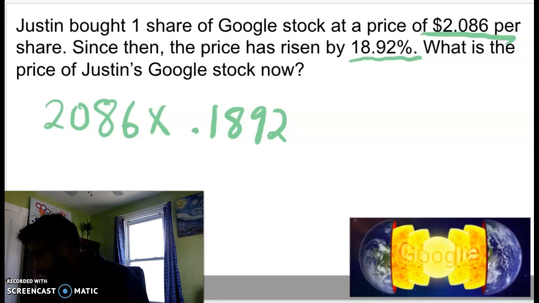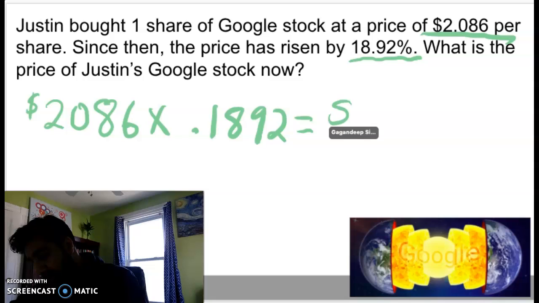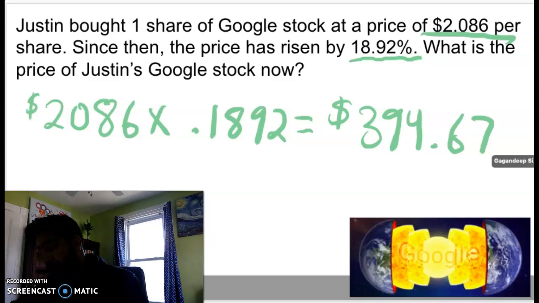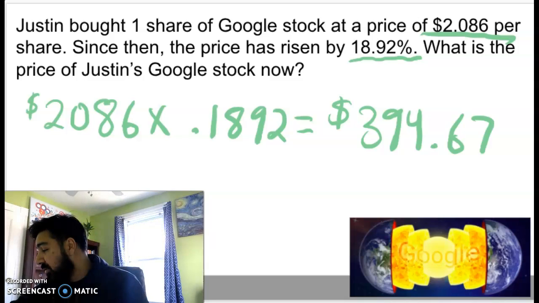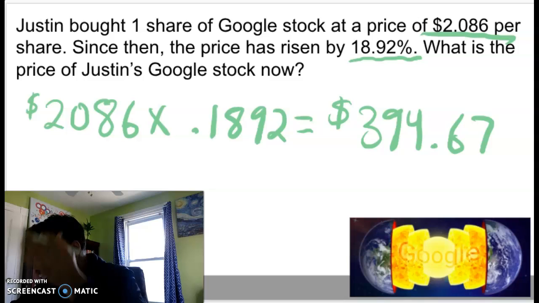2086. Remember, this is the amount of money. Just throw that in there, and I get $394.67, right? It actually comes up to 394.6712, or 712 ten-thousandths. But it's money, so we just need 2 places. Now we're not done yet.